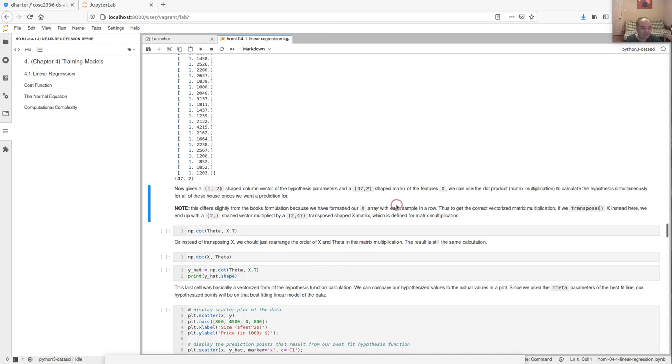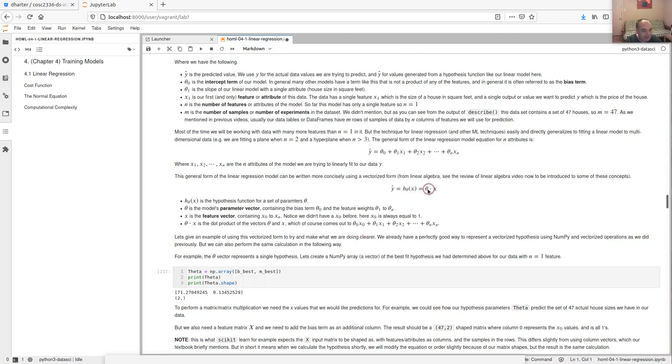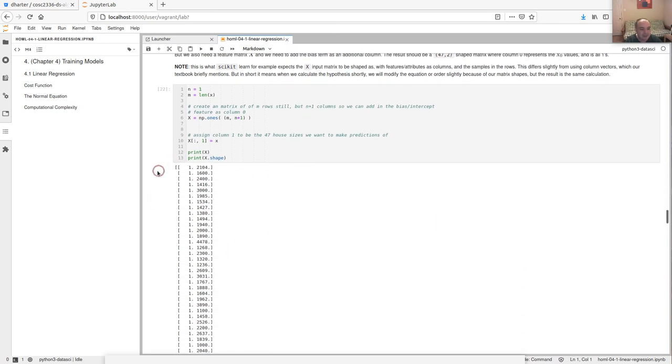Note, I know this confuses students all the time. The normal mathematical notation specifies this simply as theta times x, because mathematicians normally think of x as a row vector instead of a column vector. So think of this transposed, where row 0 was all 1s and row 1 was all the house sizes, the x1.